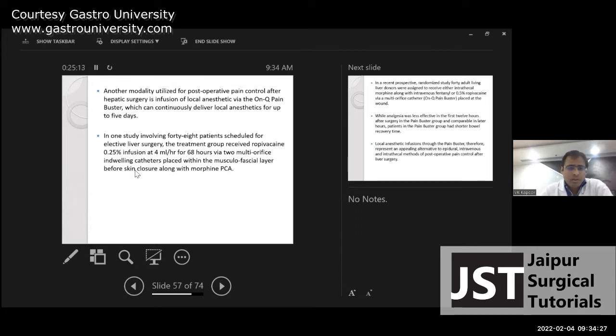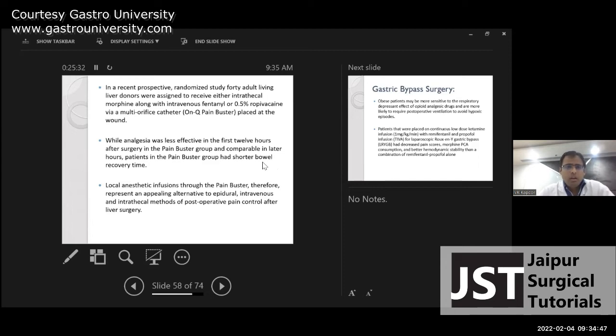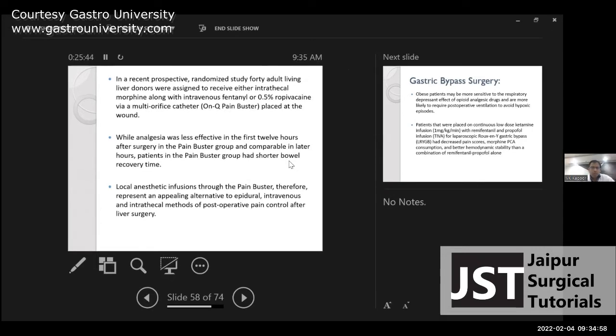In one study involving 48 patients scheduled for elective liver surgery, the treatment group received ropivacaine 0.25% infusion at 4 ml per hour for 68 hours by two multi-orifice indwelling catheters placed in the musculofascial layer before skin closure, along with a morphine PCA pump. In a recent prospective randomized study, 40 adult living liver donors were assigned either intrathecal morphine with fentanyl or 0.5% ropivacaine by On-Q pain buster placed at the wound.